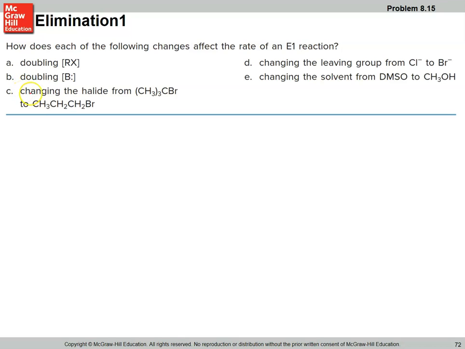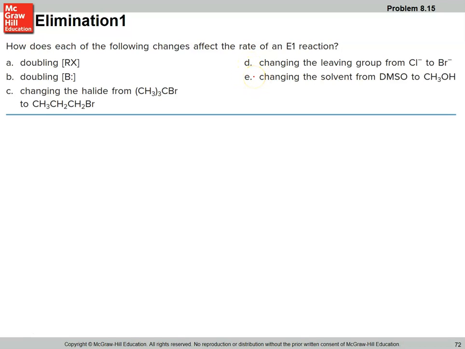If we do change this halide from CH3 to CBr, so this is going to be a tertiary carbon at which the bromine's on versus a primary, that is actually going to be a slower reaction because it moves from a tertiary to primary halide. So there's going to be less substituted, slower chemical reaction. For the leaving group from chloride to bromide, we know that bromide is a larger, more stable ion, so that will be a faster, better chemical reaction.